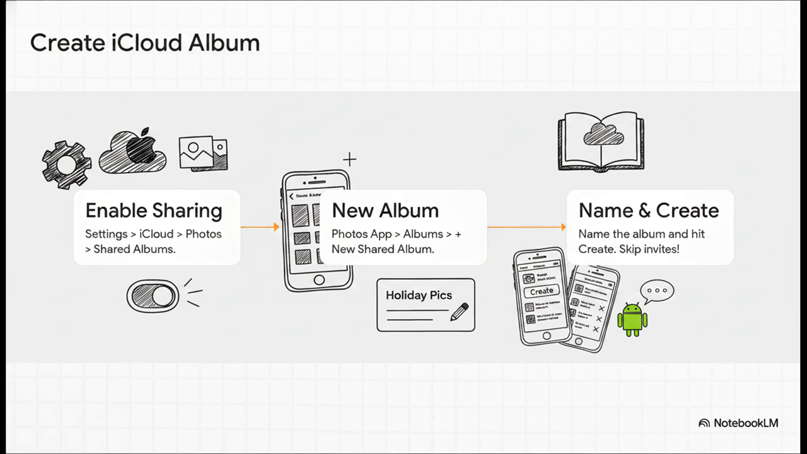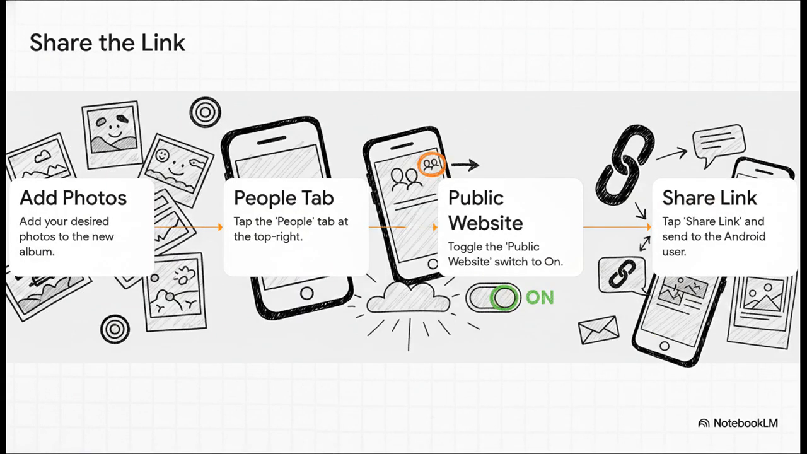Once that foundation is set, head over to your actual Photos app. Go down to the Albums tab, tap the plus sign at the top, and select New Shared Album. Give it a fun, memorable name. Now here's the crucial part. Hit Create, but deliberately skip inviting people. Normal Apple invitations require the recipient to have an active iCloud account, which obviously our Android friend does not have. So how do we actually get them to see the photos?